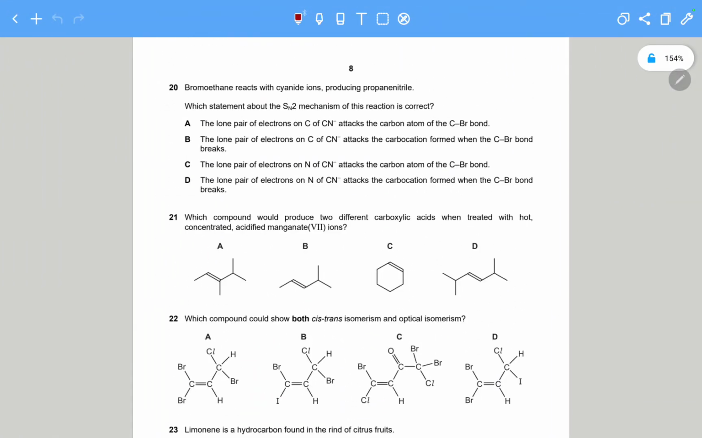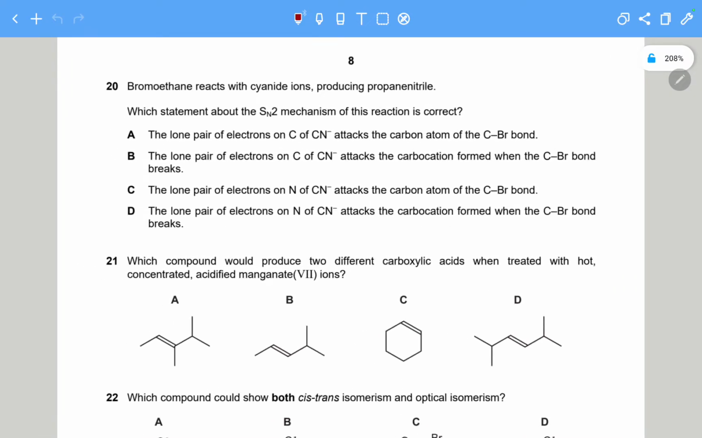Then we move on to question 20. Bromoethane reacts with cyanide ions producing propane nitrile. Which statement about the SN2 mechanism of this reaction is correct? SN2, keyword here. Bromoethane, cyanide ions, nucleophilic substitution, propane nitrile. Yep. So what are the options?